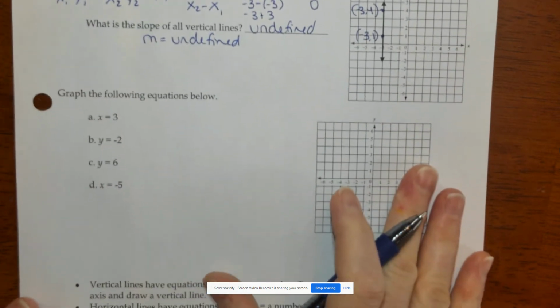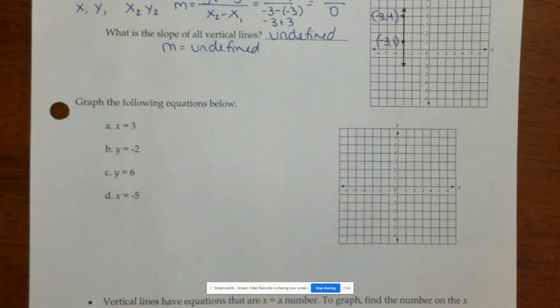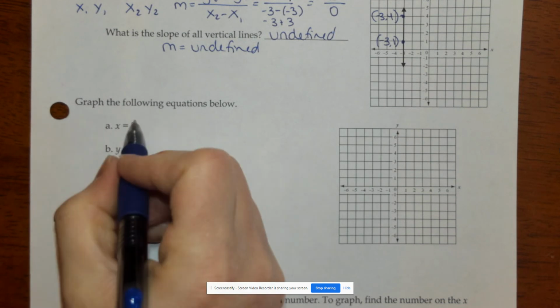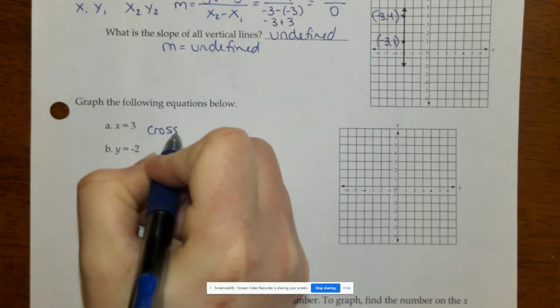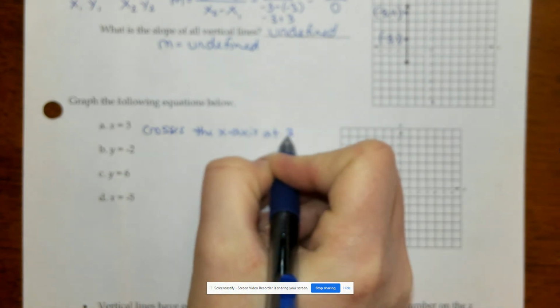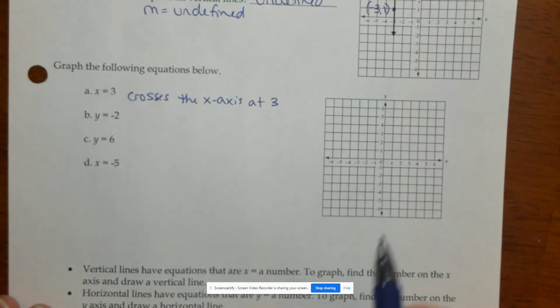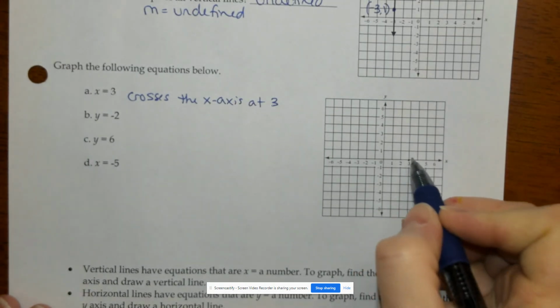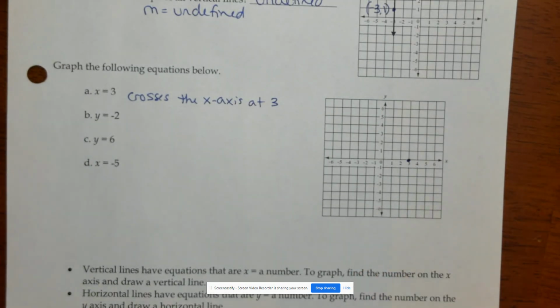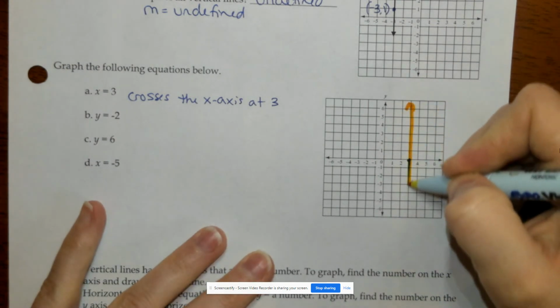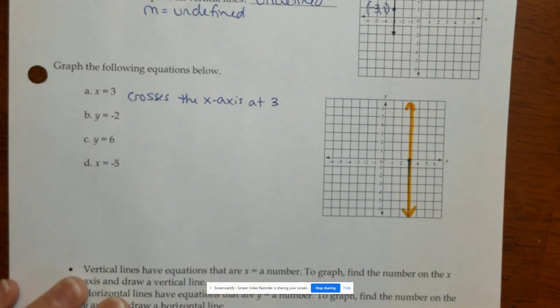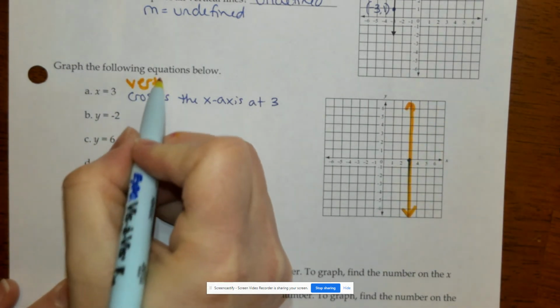Graph the following equations below. So if we want to graph these equations, we need to look at them and say, okay, well, what do they mean? What does x equals 3 mean? It means it crosses the x-axis at 3. Okay, so if it crosses the x-axis at 3, I'm going to say here's the x-axis, here's 3, right here. So if I'm crossing the x-axis at 3, I am going to be what kind of line? Vertical. So this is going to be a vertical line.